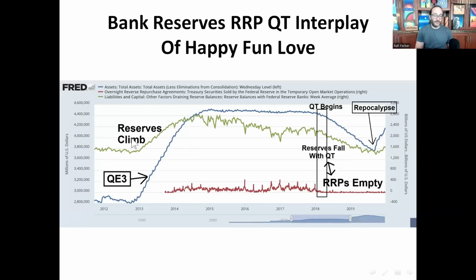So we have bank reserves here in the whatever color this is. I really don't know. Is it green, orange? Is this one red? I know this one's blue, but they look different. I just don't know what to call them.